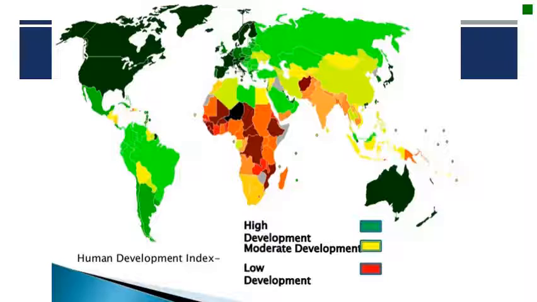Now here you have a Human Development Index map. So if you'll take a minute to analyze this map with your partner and come up with 3 ideas from this map and be ready to share out with the class.